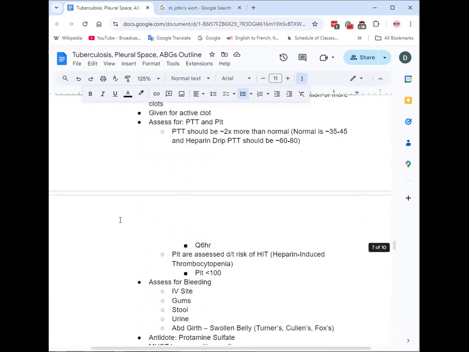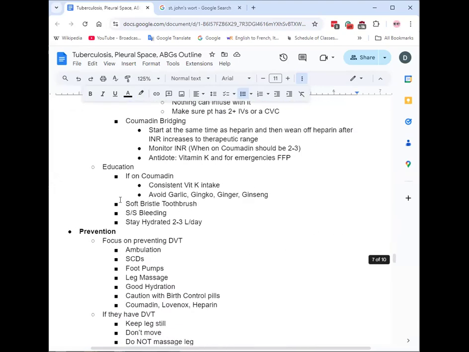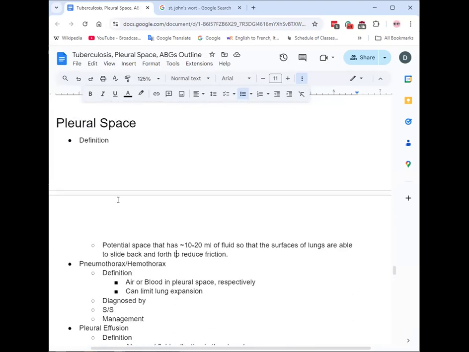So the pleural space is a tiny little area that has a little bit of fluid so that the lungs are able to slide back and forth to reduce friction. You're not really supposed to have anything more than that small amount of fluid, to reduce friction and allow your lungs to expand better.